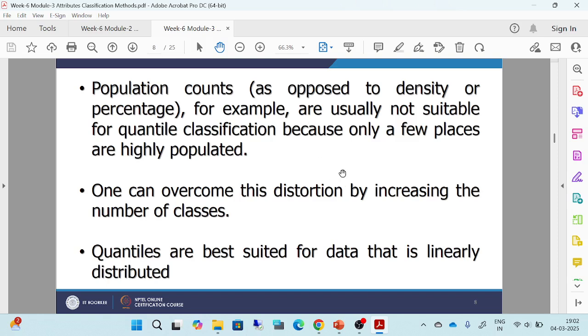In this case, the number of classes might have to be increased, which in effect makes the data complex and not simple. So quantiles are best suited for data that is linearly distributed.